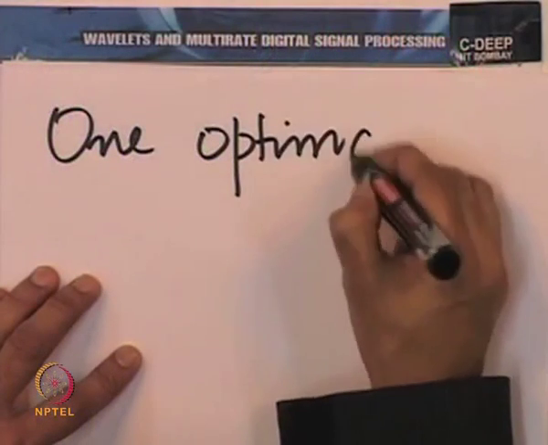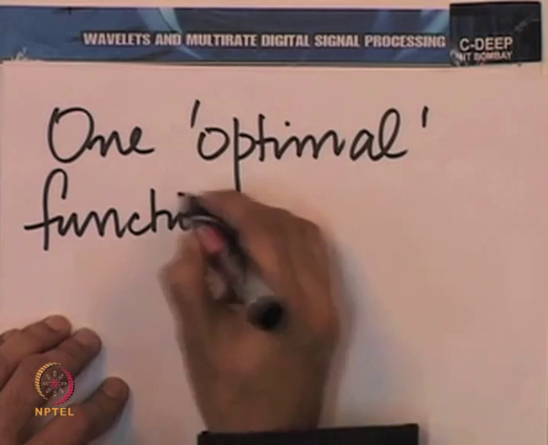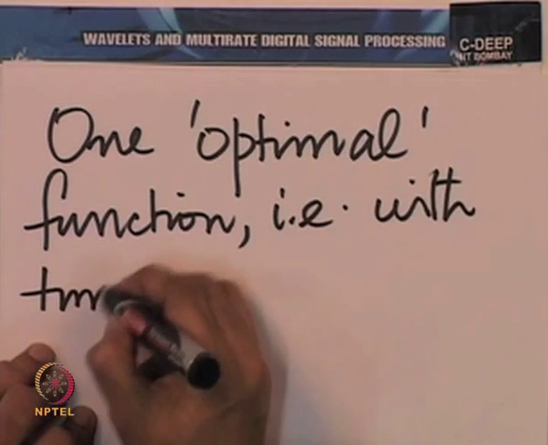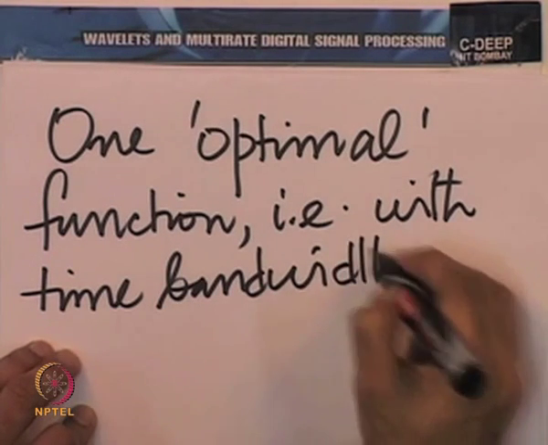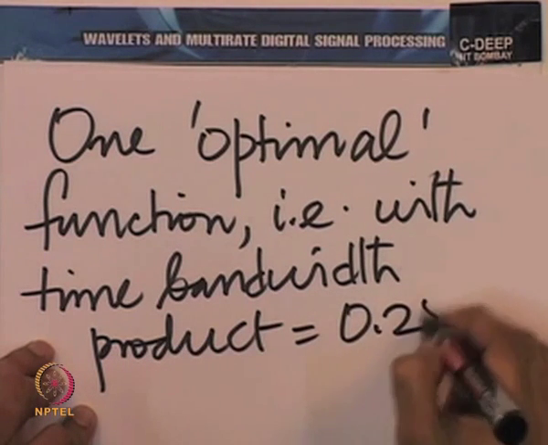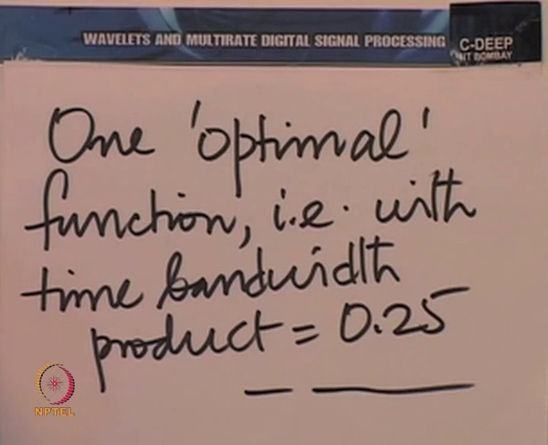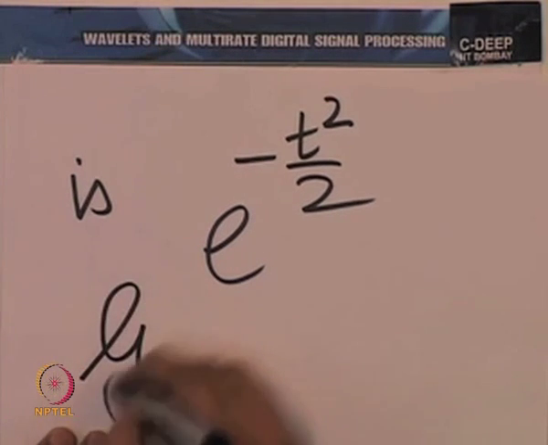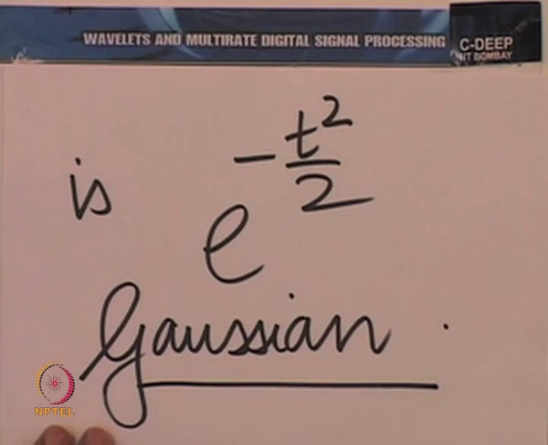And therefore, one optimal function in the sense of time bandwidth product, that is with time bandwidth product equal to 0.25, is the Gaussian. A very interesting conclusion. The Gaussian is optimal. The Gaussian seems to arise in many situations. It has arisen in this. Having noted this, we shall conclude today's lecture and proceed in the next lecture to delve further into this issue of how close we can get to the optimal with other functions. Thank you.